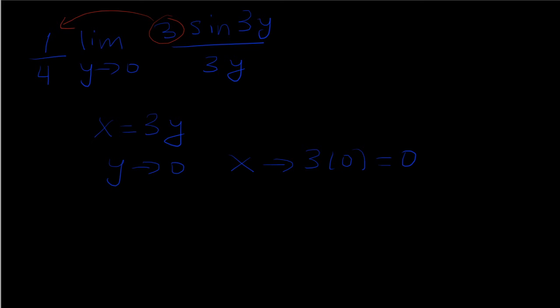So let's take out the 3 first. So we have 3/4, and then the limit, instead of y approaching 0, we're going to say x approaches 0. And we have sine x over x. We know the limit as x approaches 0 of sine x over x is 1, so this will just be 3/4.